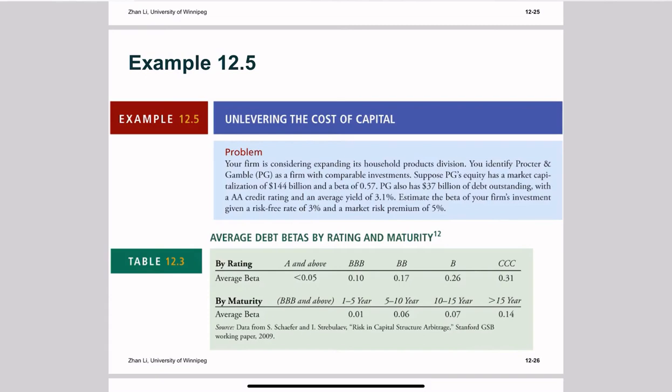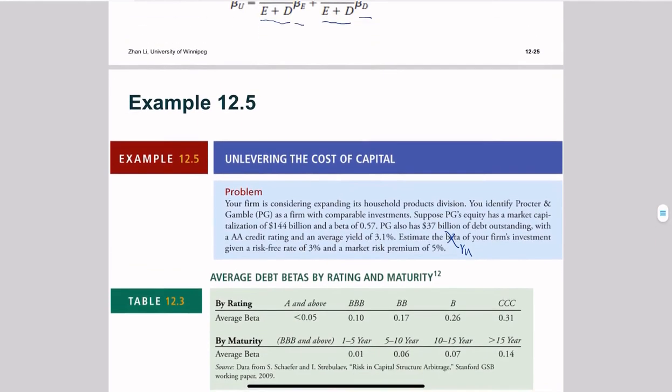Okay, let me change the question into: estimate the unlevered cost, that is, estimate RU of your firm's investment given a risk-free rate of 3% and a market risk premium of 5%. Okay, now how do you solve this? Well, first you should start from CAPM, right? Why do you want to start from CAPM? Well, because now you have the risk-free rate and market risk premium. So all you need to do is find out the unlevered beta. Then you could use CAPM to find the unlevered cost of capital. So RU equals RF plus beta U times the market risk premium.